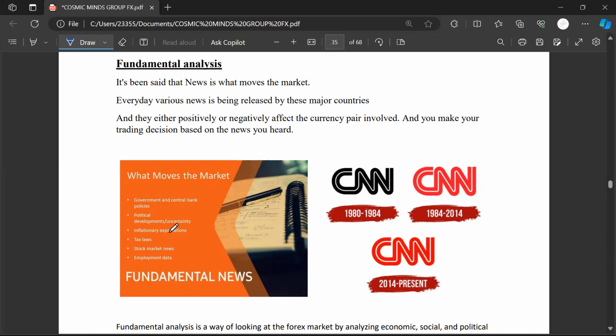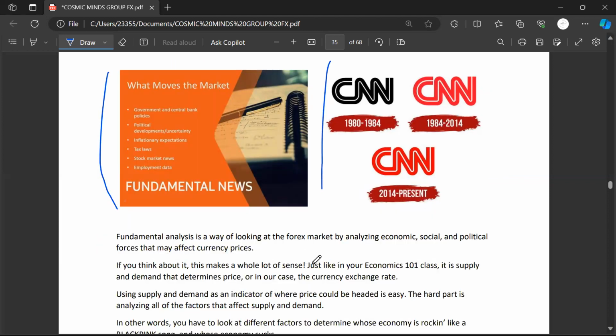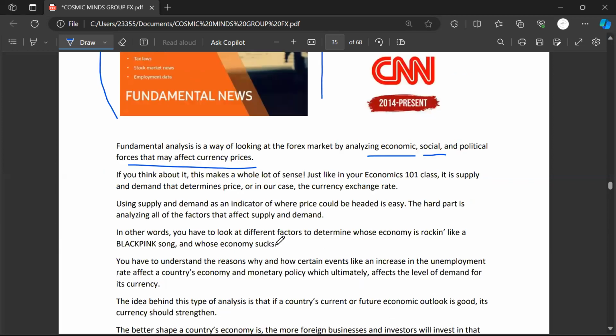Now, government and central bank policies, political development and uncertainty, inflationary expectations, tax laws, stock market news, employment data, if you understand. So this is it. You can take note of them. So these are what fundamental analysis covers. Now, fundamental analysis is a way of looking at the forex market by analyzing economic, social, and political forces that may affect currency prices, right? If you think about it, this makes a whole lot of sense.